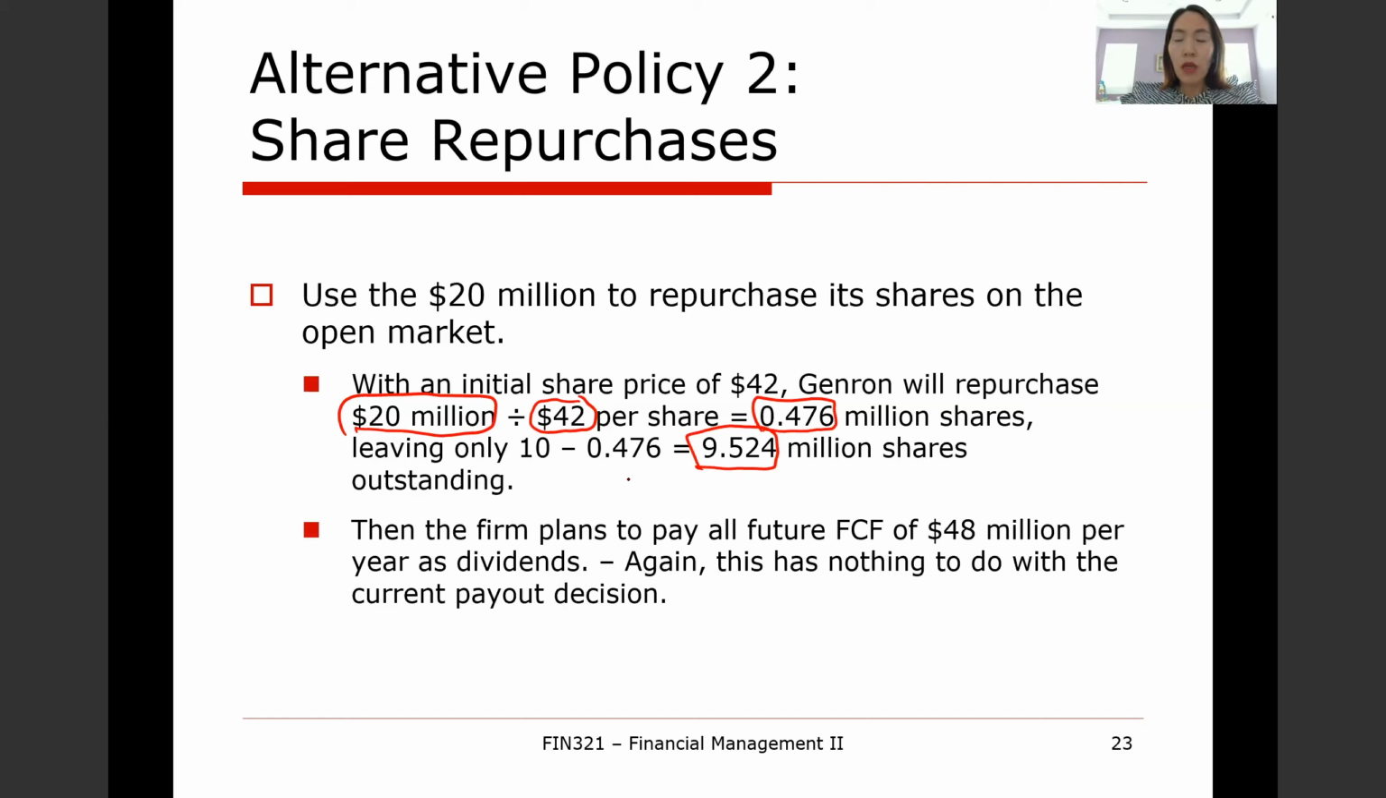And regardless of what the firm does, once again, recall that the company will pay all the future free cash flows of $48 million as dividends. So once again, this has nothing to do with the current payout decision. And now let's compute the firm's stock price in the second scenario.